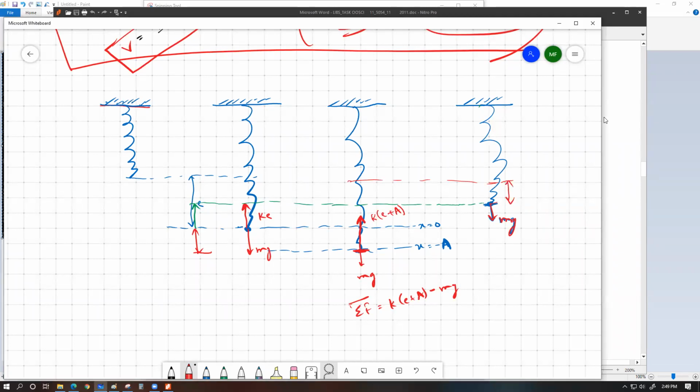This extension of the spring should be e minus a. Try to understand, this was the equilibrium position. This is where the particle was at equilibrium. At equilibrium, the total extension of the spring was e.